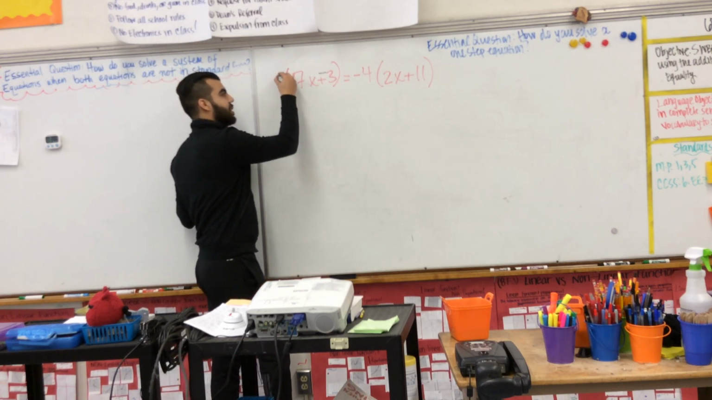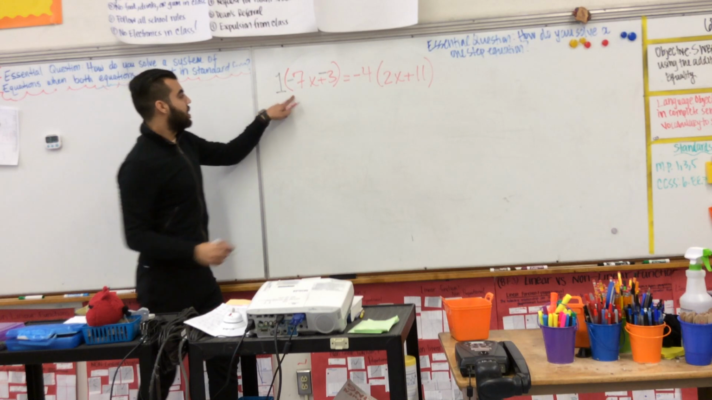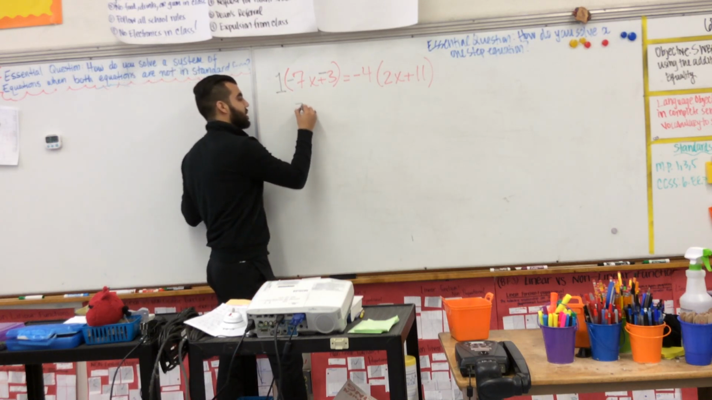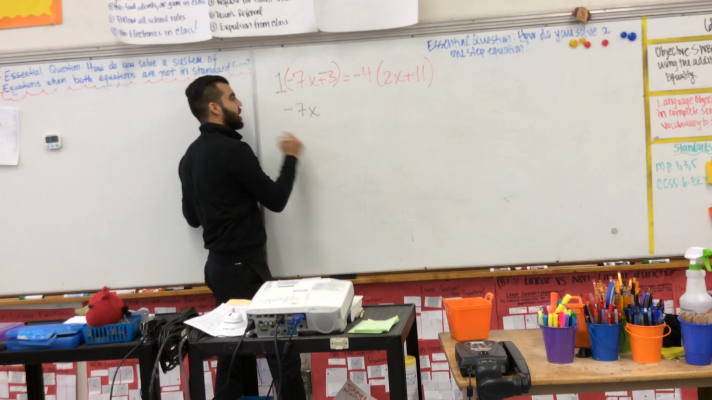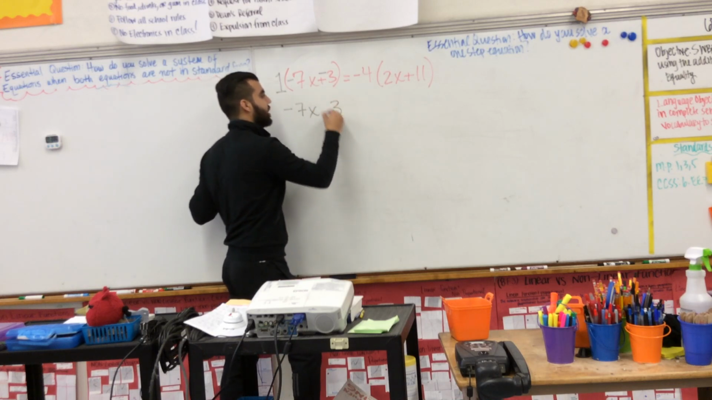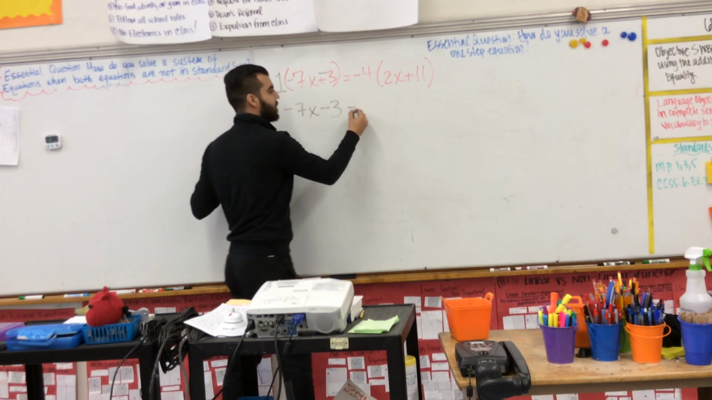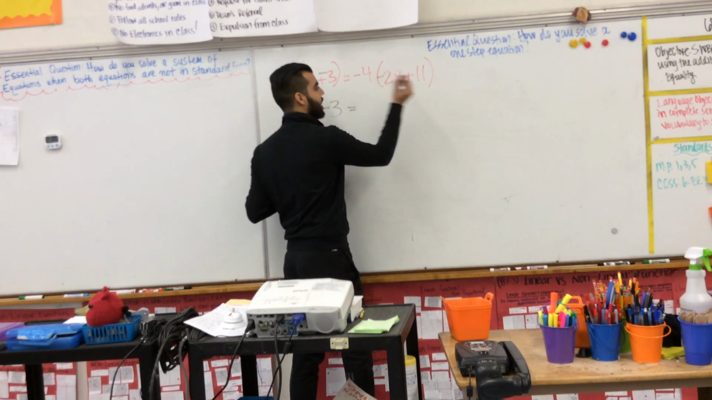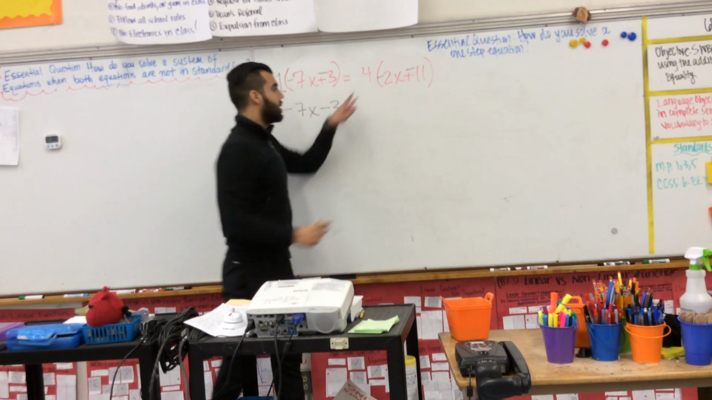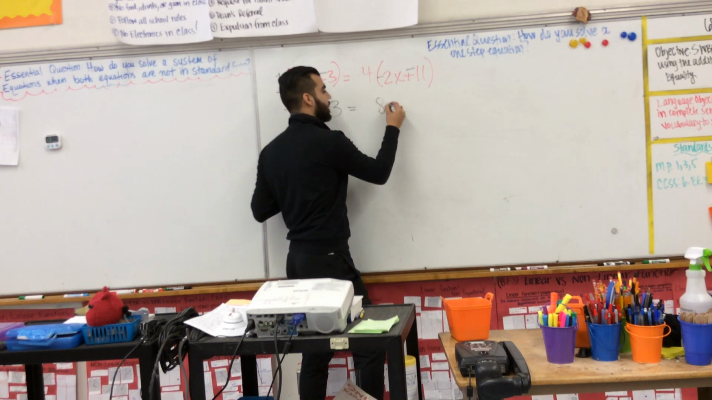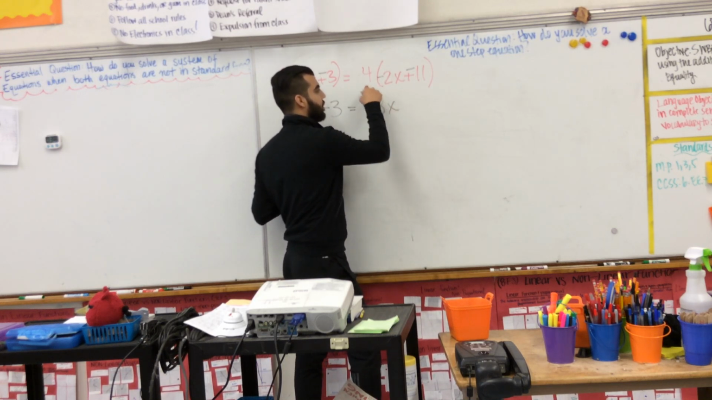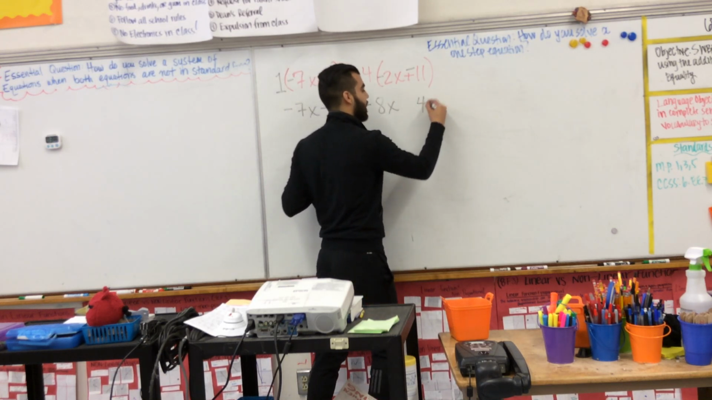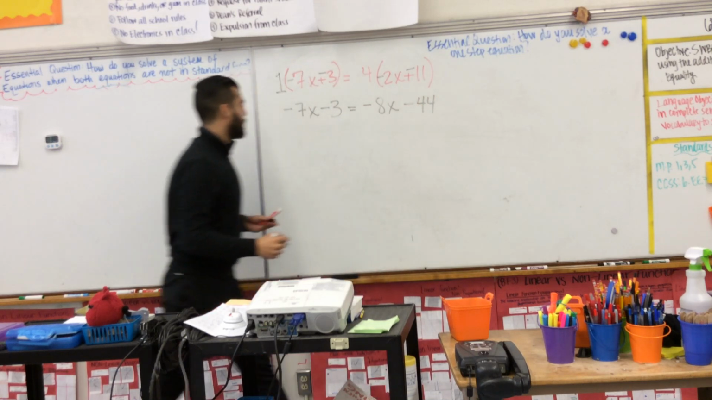So here I have, and again, you could always add a 1 in front of it. 1 times 7x gives me a 7x with the negative sign. 1 times 3 is 3 with a negative sign. Equals, again, change the sign since you have a negative outside. This becomes negative, this becomes negative. 4 times 2x is 8x. There's a negative there. 4 times 11 is 44 with the negative.